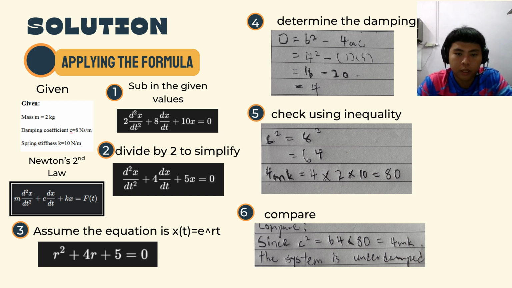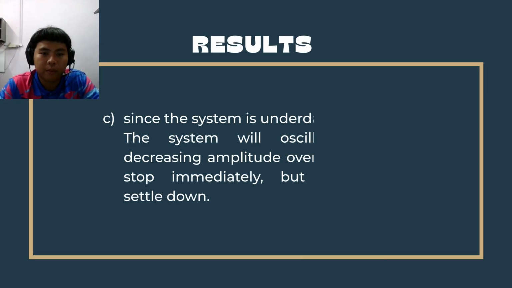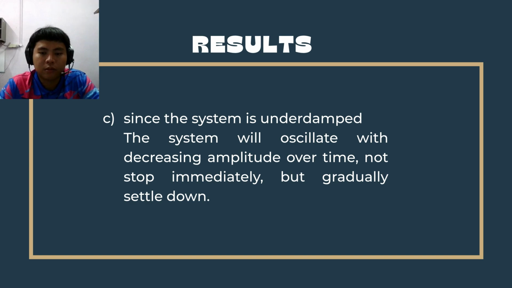So next thing we do is compare. Since c² equals 64, it is less than 80, which determines the system is underdamped. Since the system is underdamped, it will oscillate with decreasing amplitude over time, not stop immediately but gradually settling down. That's all for me. Thank you.